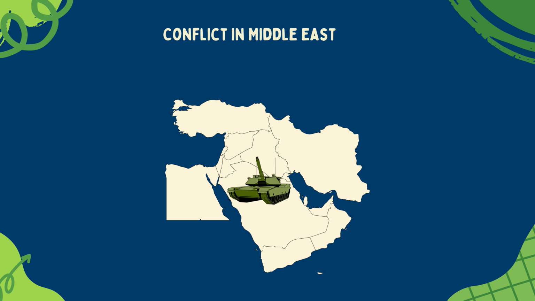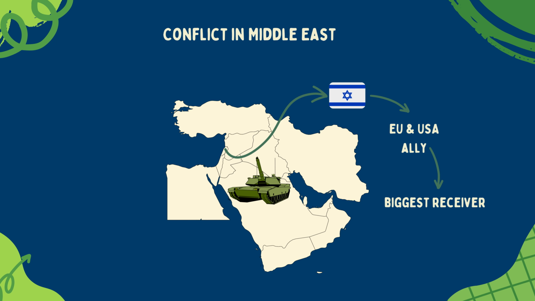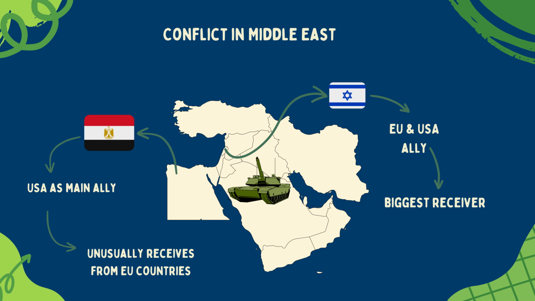Let's look at the example of the conflict in the Middle East. Israel is a country that receives massive aid from nations like Italy, France, Austria, and of course from the United States. On the other hand, when we look at Egypt, which has strategic alliances with the United States primarily, we find that it usually receives assistance from the European countries mentioned above.